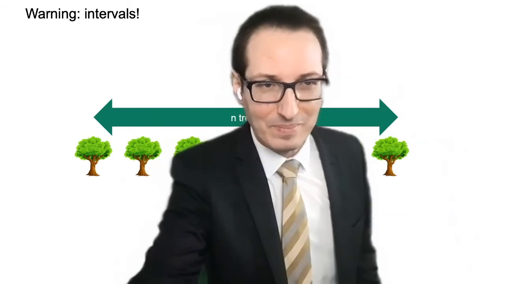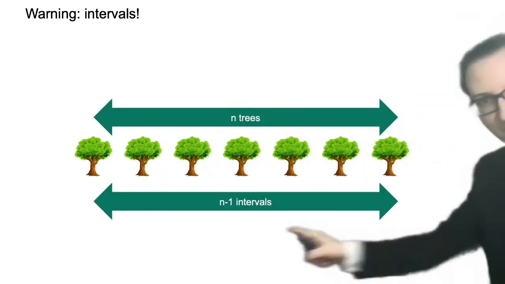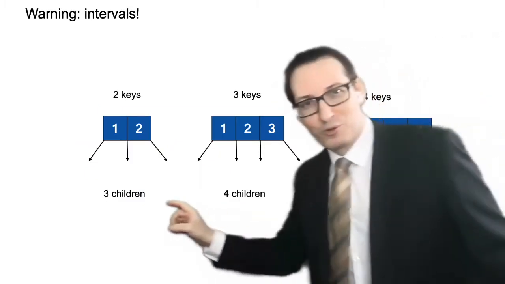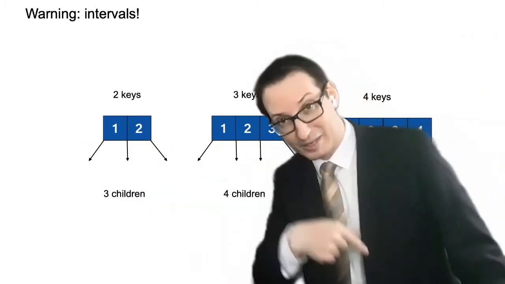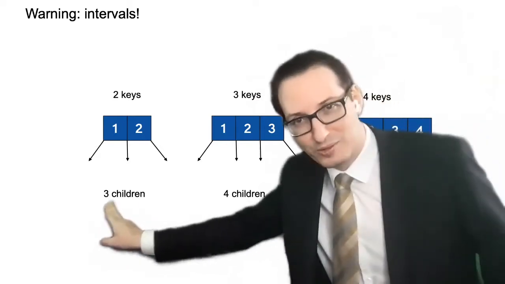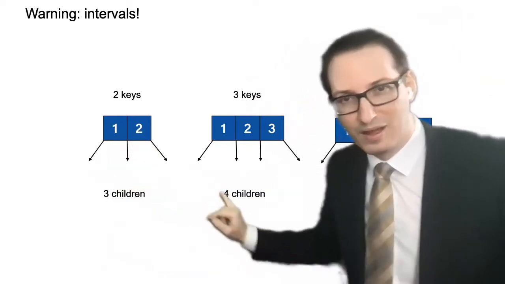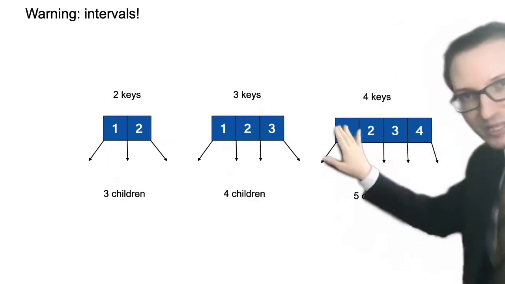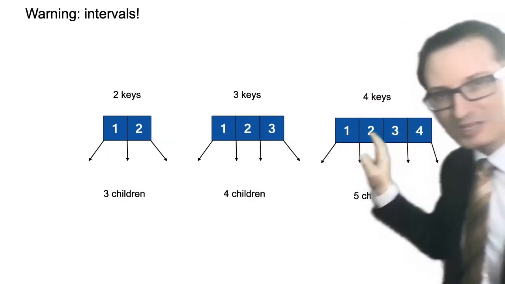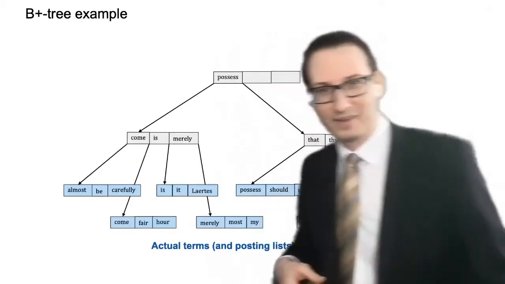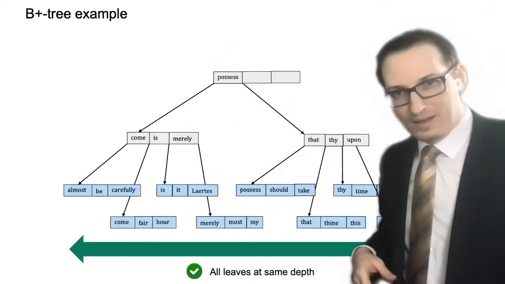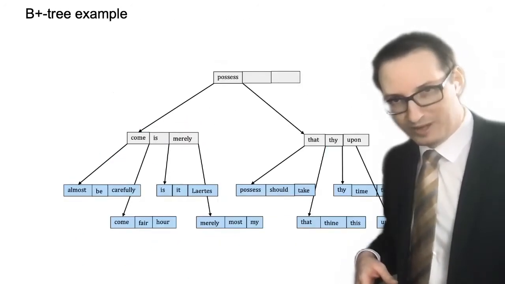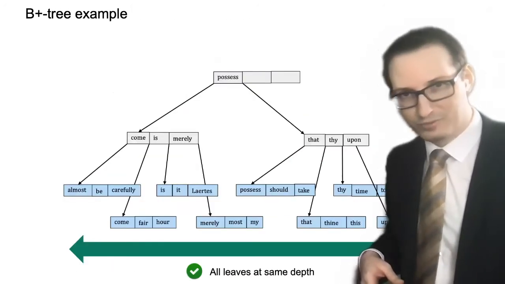Okay. So n-1 intervals between entries. So that means, and now I'm coming back to what I said earlier, 3 children means 2 keys. 4 children means 3 keys. 5 children means 4 keys. So this is why, if I roll back to where we were, where was my 353? Oh, that was my 353.